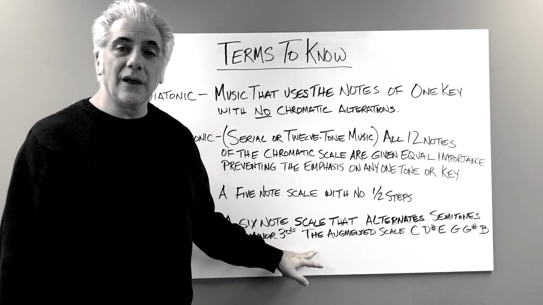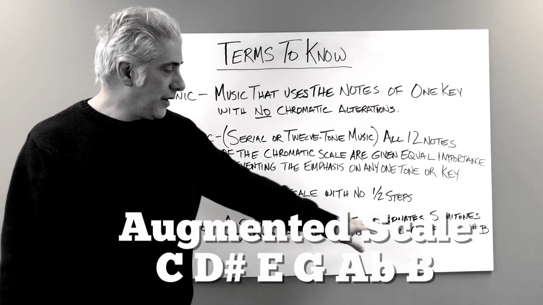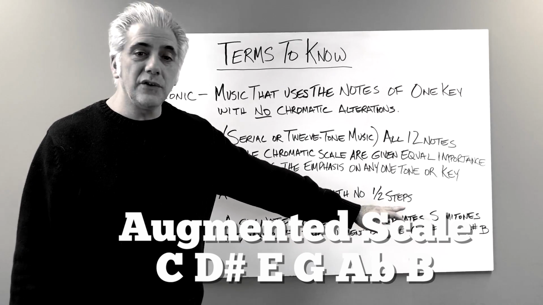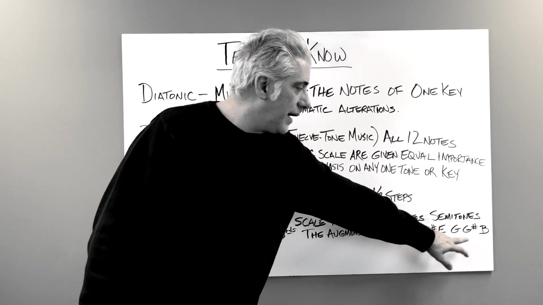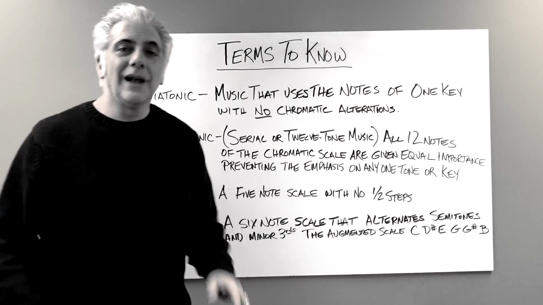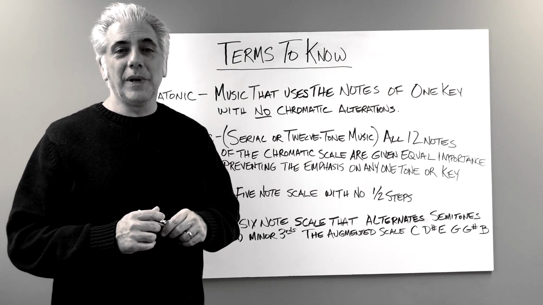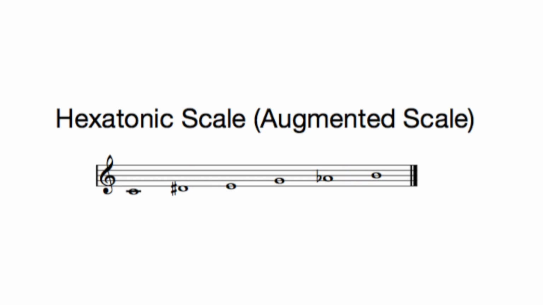The augmented scale is a hexatonic scale. That would be C, D sharp, E, G, G sharp, B. Okay, so 1, sharp 2, 3, 5, sharp 5, major 7. I did a whole video on the augmented scale that you should check out. The fourth scale discussed is the hexatonic scale.